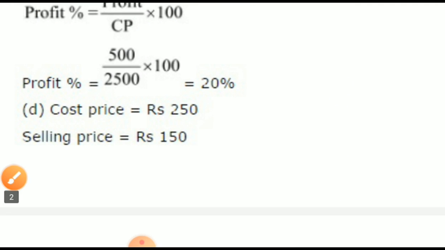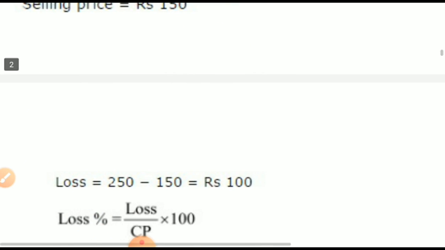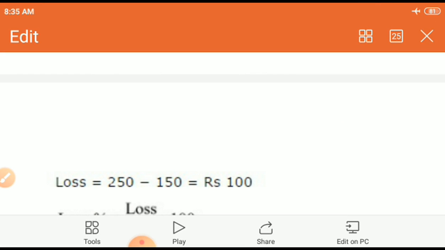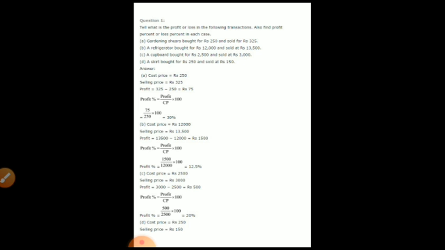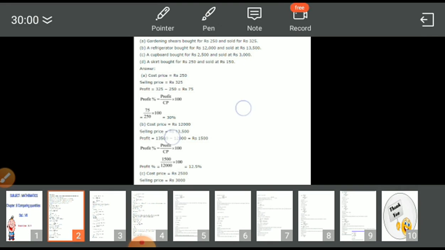Easy. Now D. Cost price is equal to 250, selling price is 150. Here the cost price is more than the selling price, so there will be a loss. Loss means, yes, my dear student, loss is equal to 250 minus 150. Isn't it? Correct.